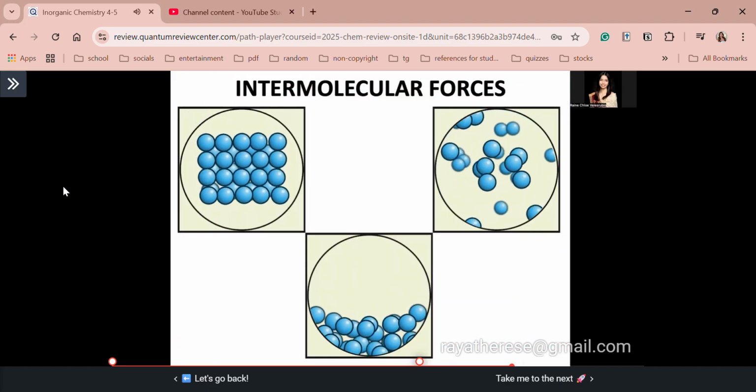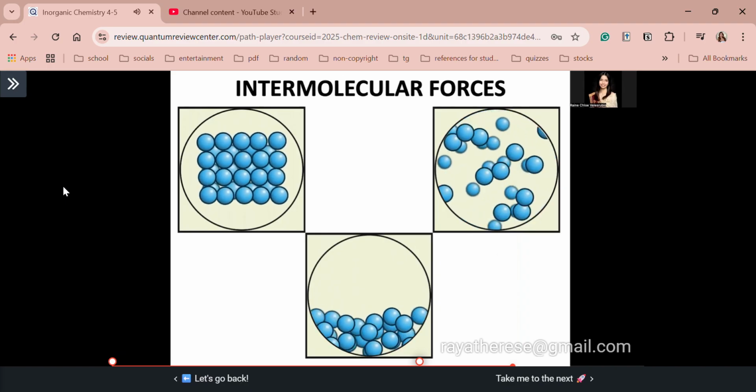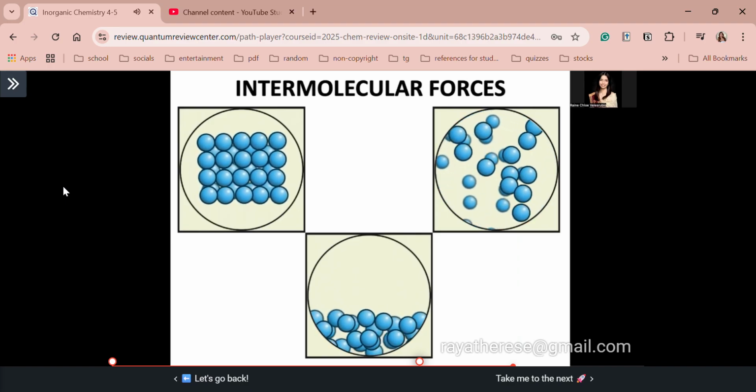Now, let's proceed with intermolecular forces or IMFAs. So, intermolecular forces are the forces of attraction between molecules. Although weaker than intramolecular chemical bonds, they play a crucial role in determining the physical properties of substances, such as boiling point, solubility, and physical state.